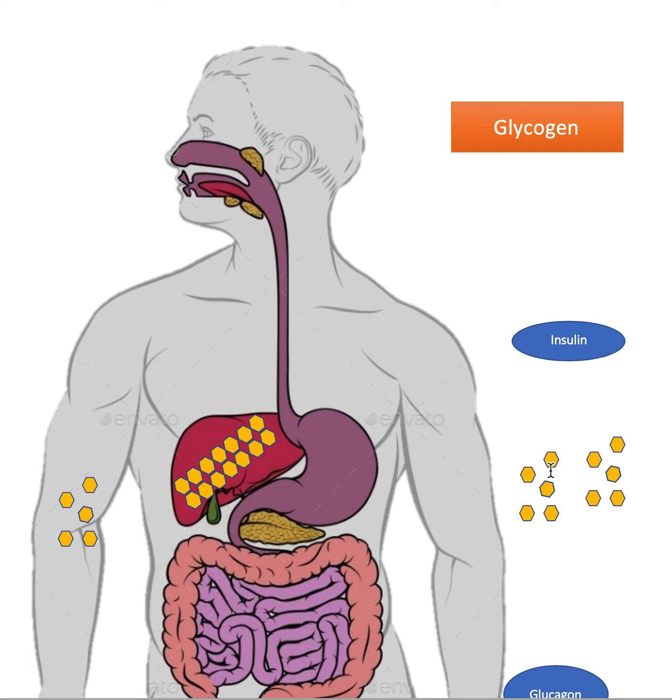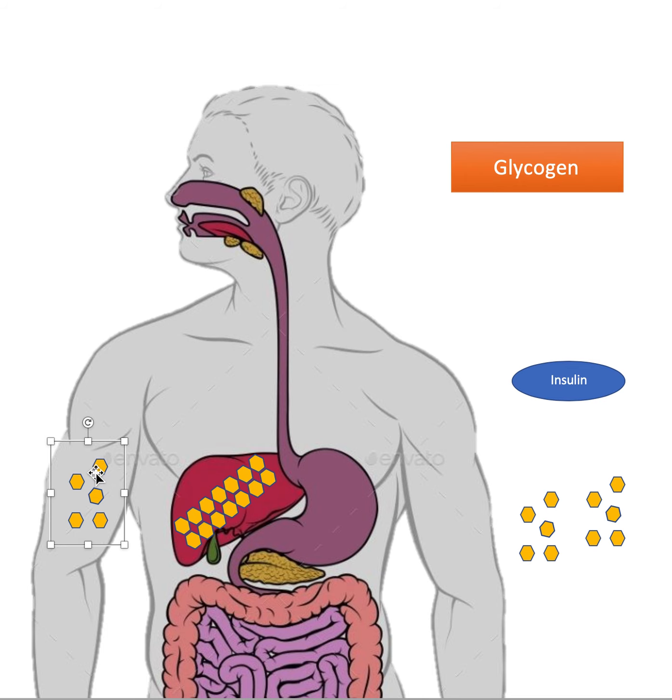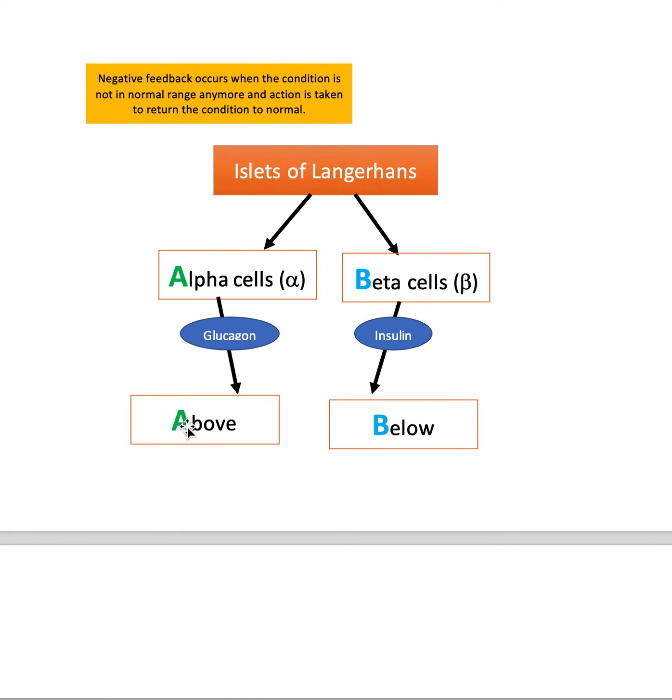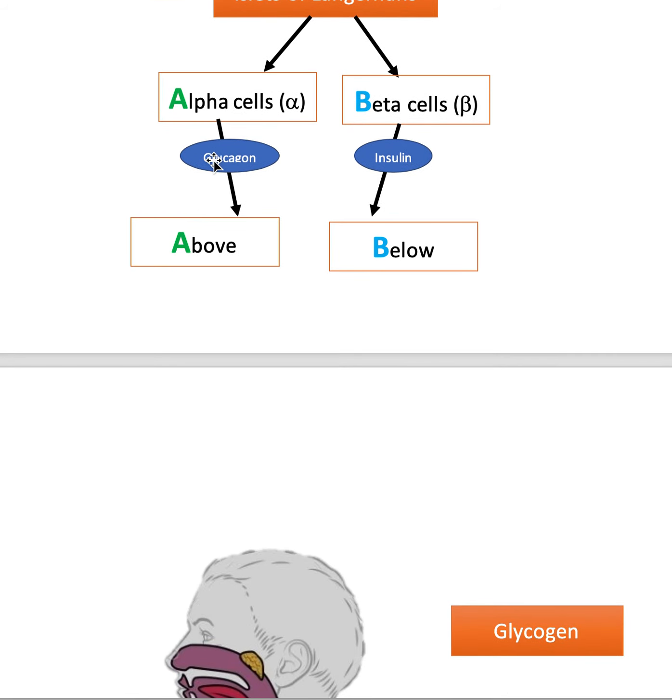Now let's go the reverse way. What if it's too low? Let's say this is too low. Let's say having only one is too low. So then what your body will do is need to bring it above, right? How does it bring it above? It needs alpha cells to release glucagon, the hormone. And make sure you know that these are not the same thing. Glucagon and glycogen are different. Glucagon is a hormone. Glycogen is a bunch of glucoses put together, like a way of storing glucose.